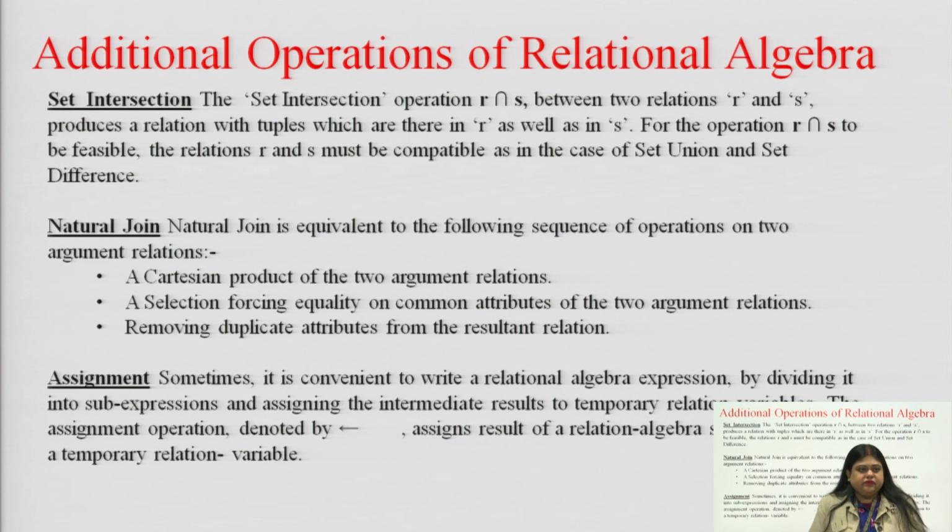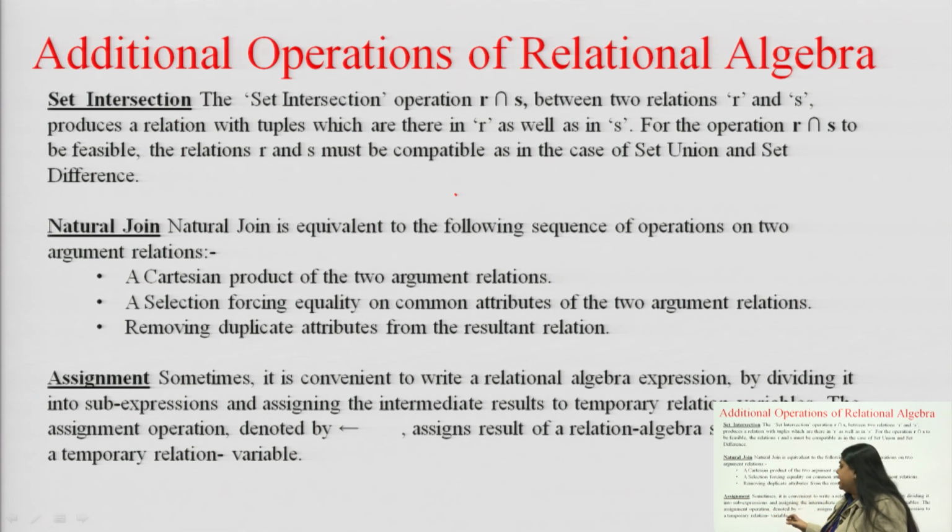Then we have set intersection. Set intersection is very simple, finding the common tuples between two relations, but again the degree has to be the same. Natural join, we have already seen. Using natural join, we can combine two different relations based on a particular key, right.